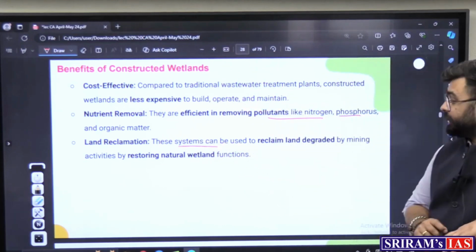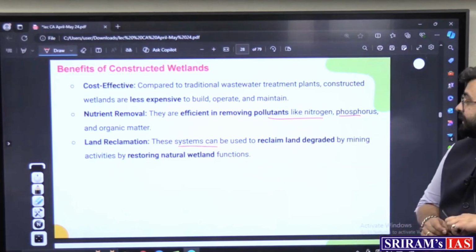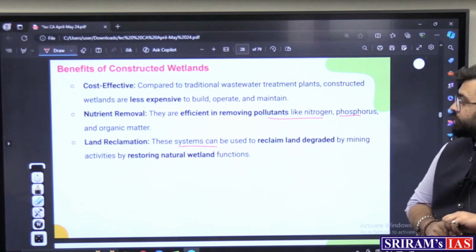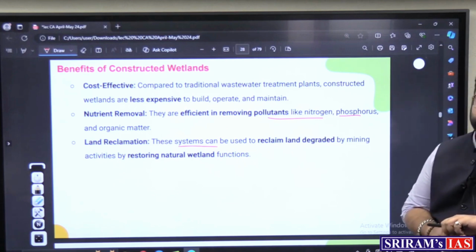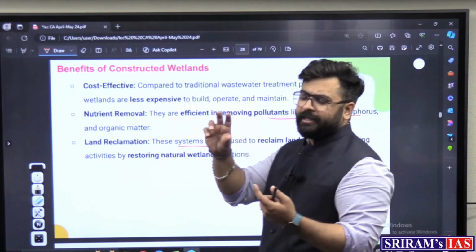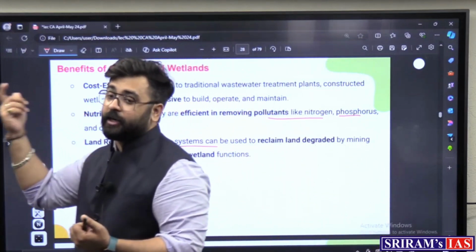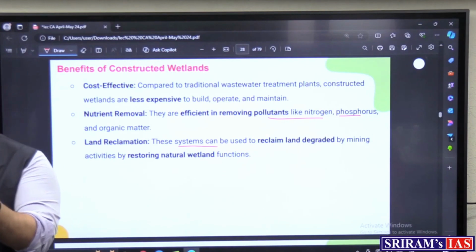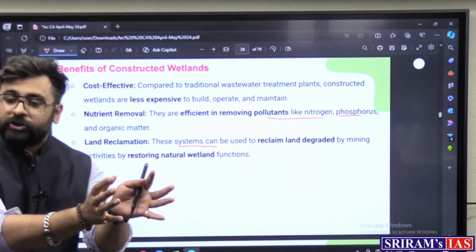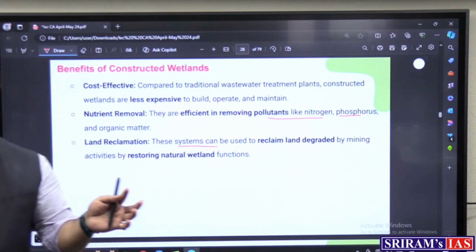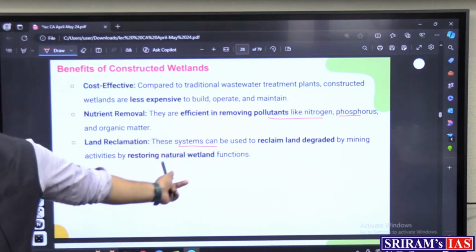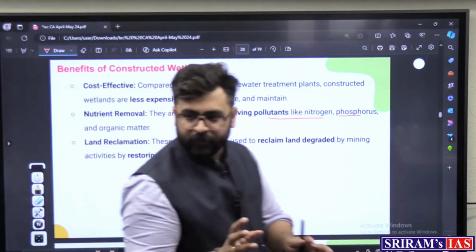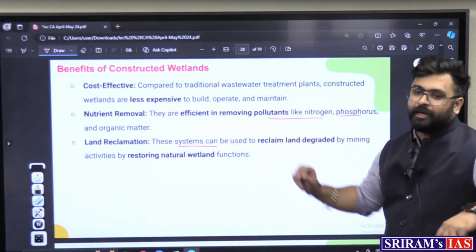Land reclamation, these systems can be used to reclaim degraded land by mining activities and restoring the natural wetland functions. So we are degrading our forest, we are degrading our wetlands. There can be a mix. ऐसा भी हो सकता है कि there was a natural wetland which is now degraded, but you can construct a new wetland there on your own. So a kind of a mix. So it will help you to land reclamation.